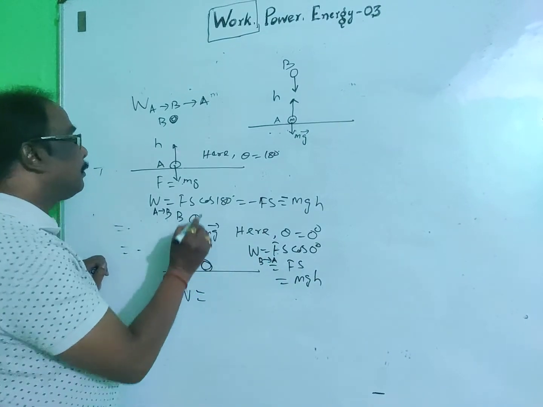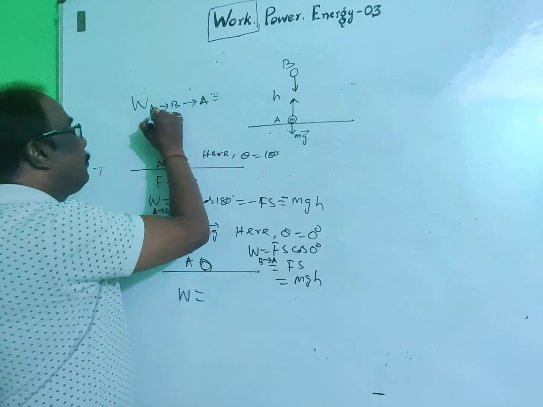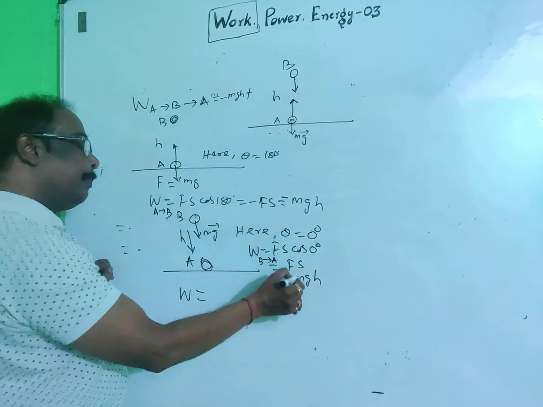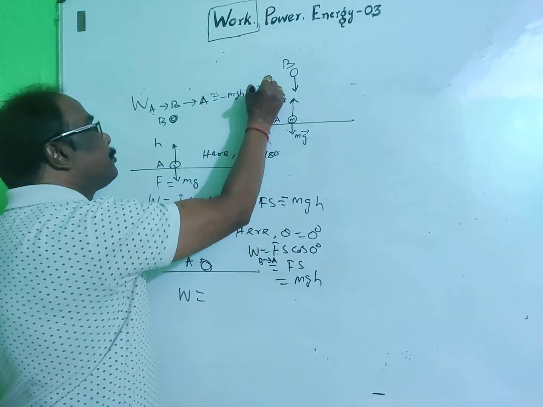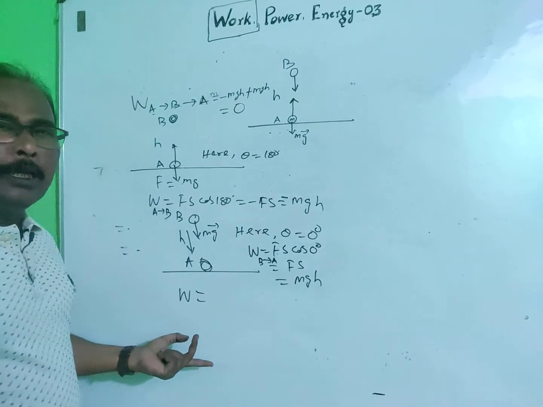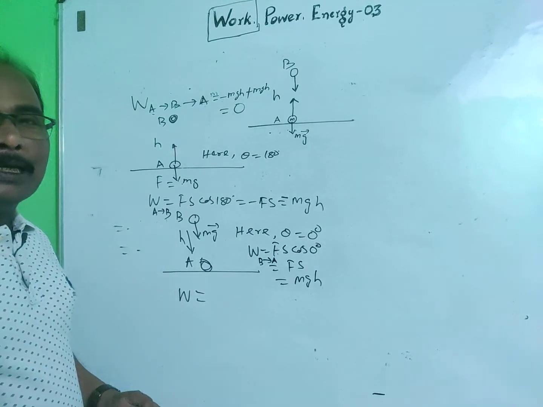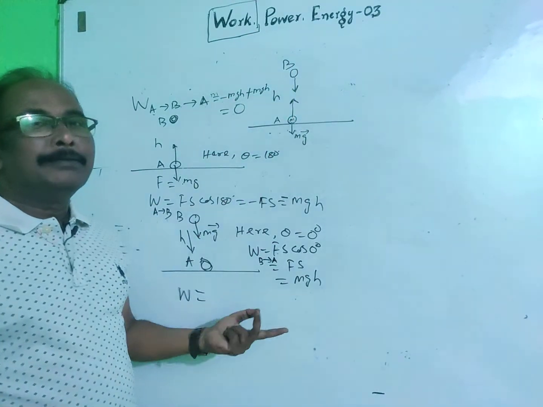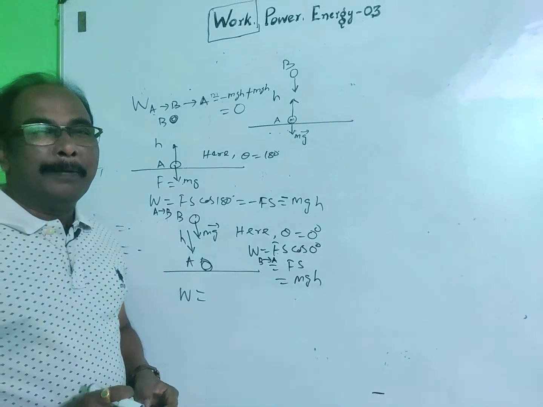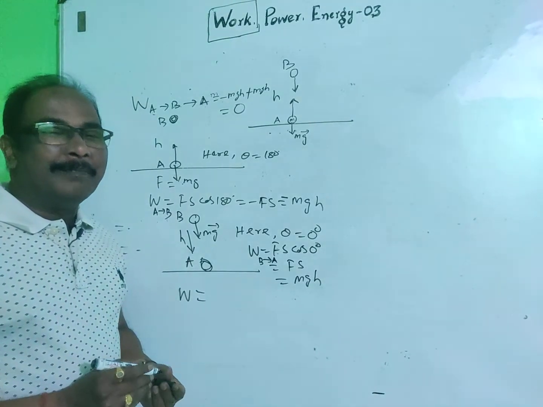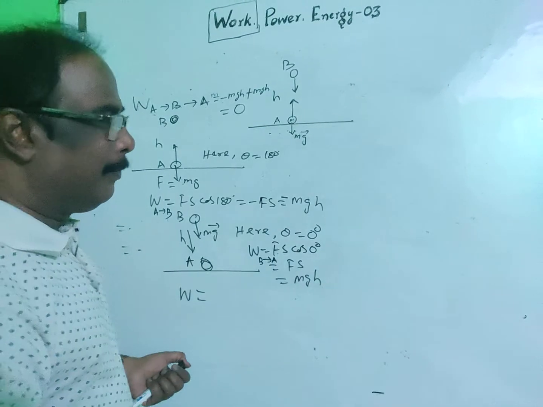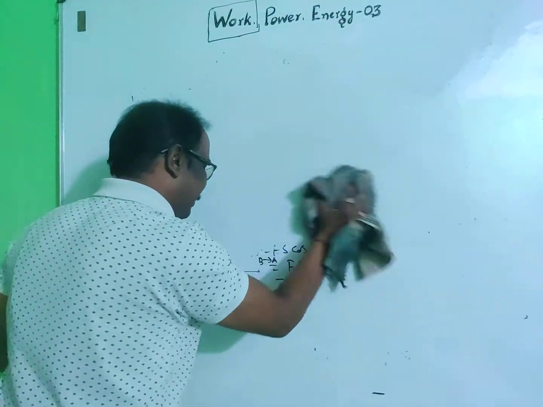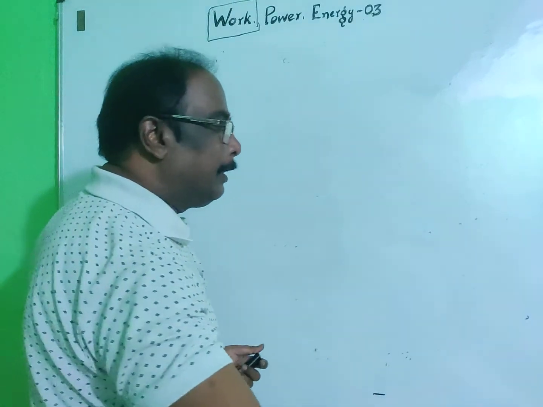Then total work is equal to work done from A to B, minus mgh, plus work done from B to A, plus mgh. Then total work is 0 because the force is conservative. Gravitational force is conservative, so total work in the complete path, A to B, then from B to A, is 0. This is the simplest example of total work in a complete path being 0. Okay. So in this way, you can do different types of questions.